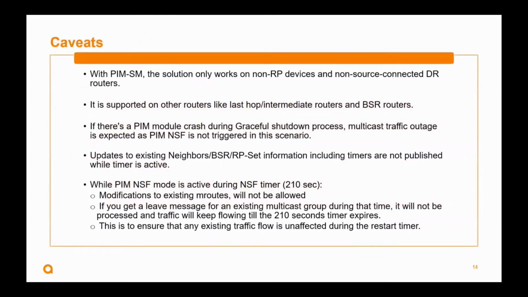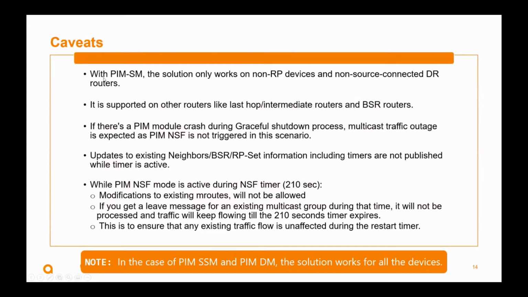Now, some of the caveats we should consider and keep in the back of our mind. With regards to sparse mode, the solution only works on non-RP devices and non-source connected DR routers. But it is supported on all other routers, like your last hop, intermediate routers, and the BSR router, right? If there's a PIM module crash during the graceful shutdown process, a multicast traffic outage is expected.